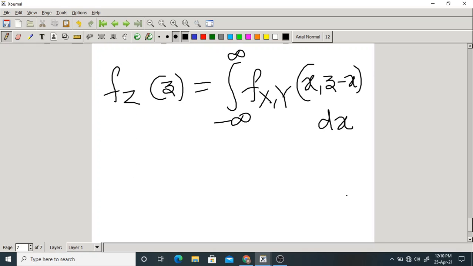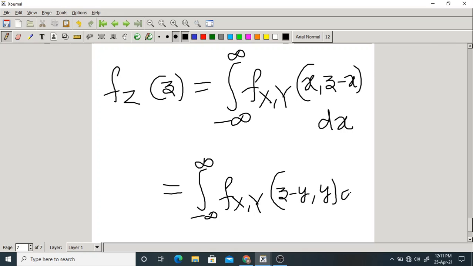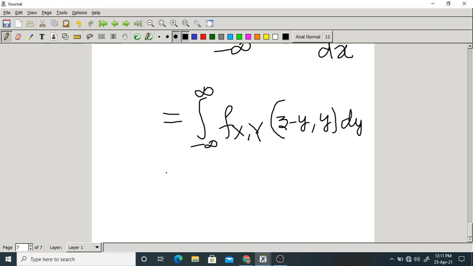There is another formula also. What would the formula be? The integral from minus infinity to infinity of f x comma y of z minus y comma y dy. By using these two, you can get the PDF of Z, where Z equals x plus y.